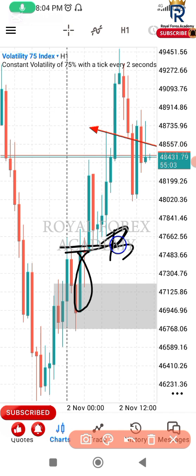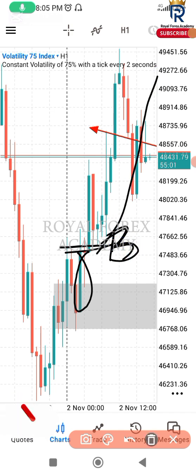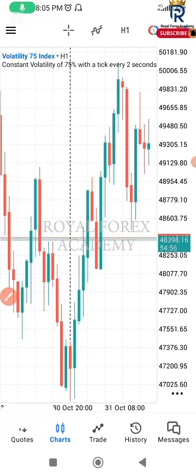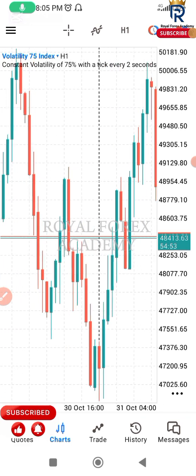Close above it, then you can buy, and then you see how price keeps pulling to the upside from that zone. So that is exactly how this works. So what is your assignment?